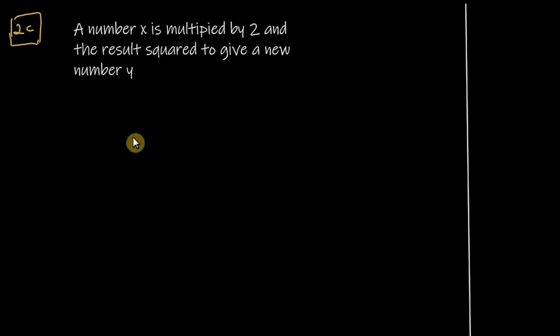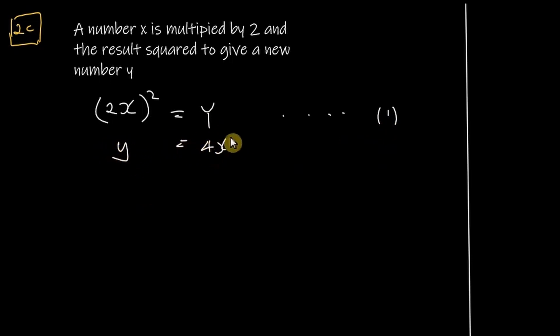In 2c, we have a worded problem, and it reads: a number x is multiplied by 2 and the result squared to give a new number y. So what we're told then is that x, when we multiply that by 2 and we square the result, we get a new number y. So we can actually rewrite equation 1 as y is equal to 4x squared.